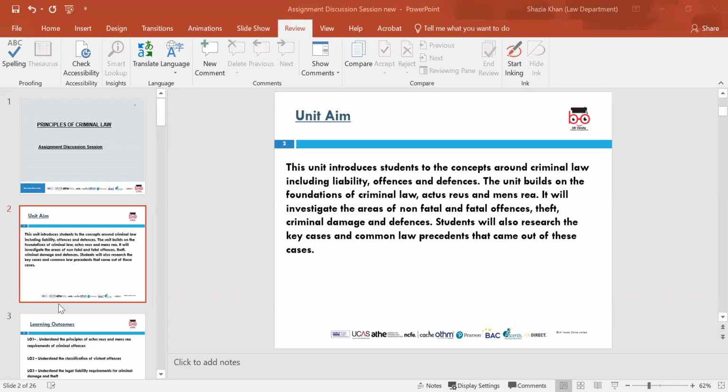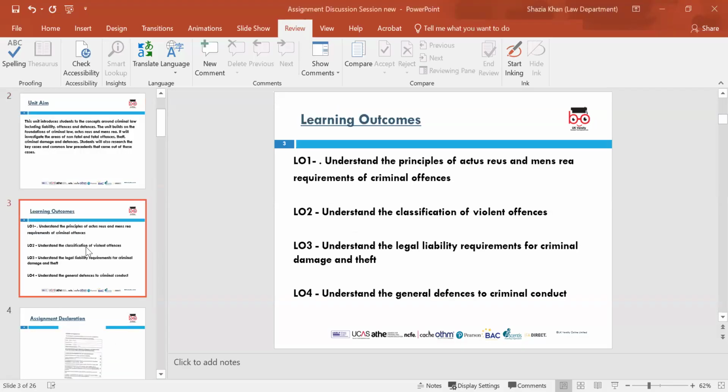So again, going on to the learning outcomes, there's 4 learning outcomes. Learning outcome 1 was to understand the principles of actus reus and mens rea requirement of criminal offences. Secondly, is to understand the classification of violent offences. And learning outcome 3 is to understand the legal liability requirements for criminal damage and theft. And learning outcome 4 is to understand the general defences, which we went through earlier.